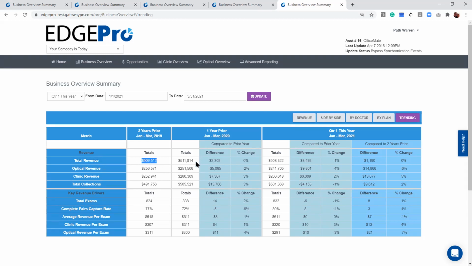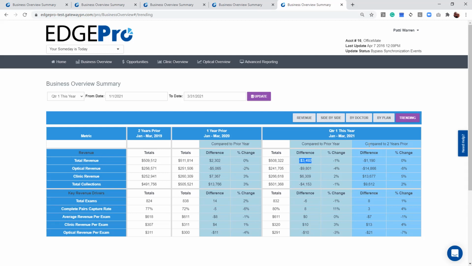Here's Q1 of 2020, where we have done $511,000. The difference between these two numbers is we were up by $2,300. Now, we can also see for this year, in Q1 of 2021, we've done $508,000. It does compare to last year, so it's going to compare it to $511,000. So we had a decrease of $3,400.